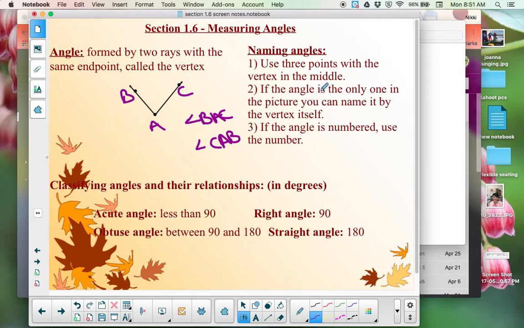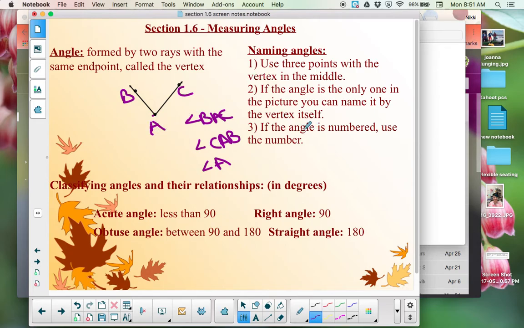If it's the only angle in the picture, as this is, then you can name it just by the vertex. So it would be okay to name this one angle A. If there were other angles coming out of it, you couldn't name it angle A, because I wouldn't know whether you were talking about this angle or the entire angle. So you can only use A if that's the only angle that has that vertex. Okay.